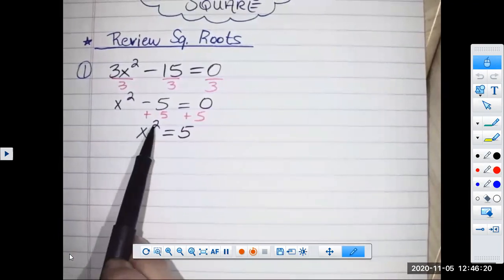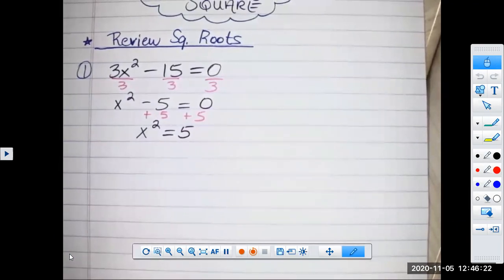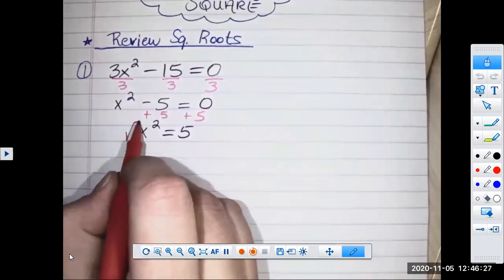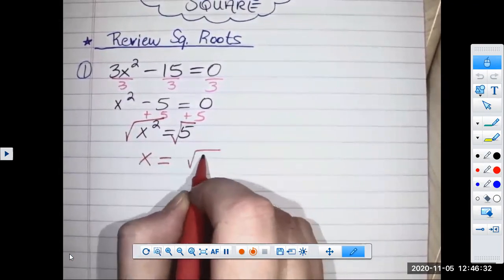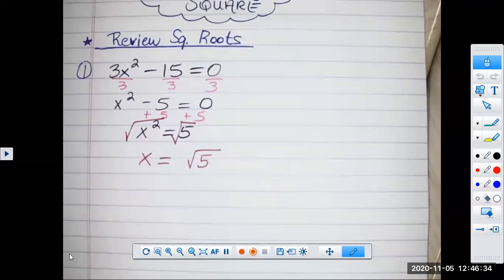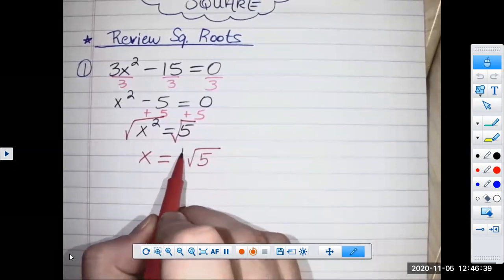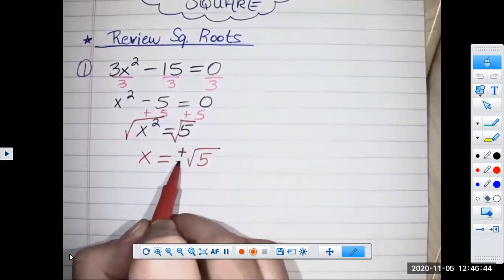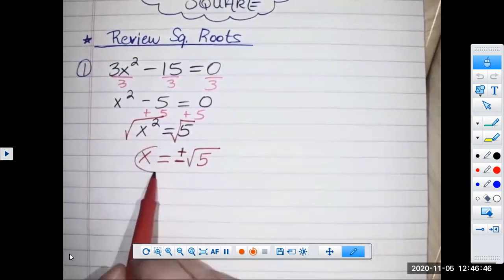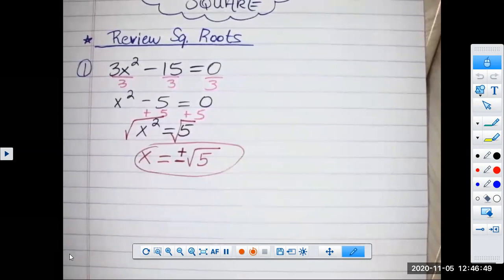And how do you undo an exponent of 2? You root it out. You take the square root. x equals what? What goes in front of that square root? 1. And what else? Positive and negative. Good. Don't forget square root, positive, negative. Y'all got that?